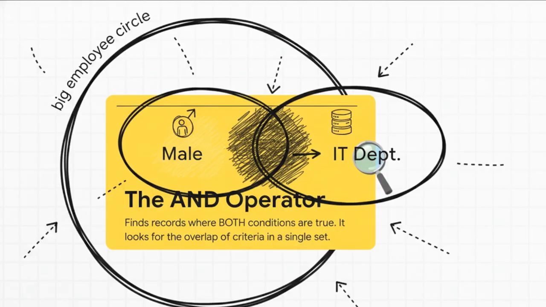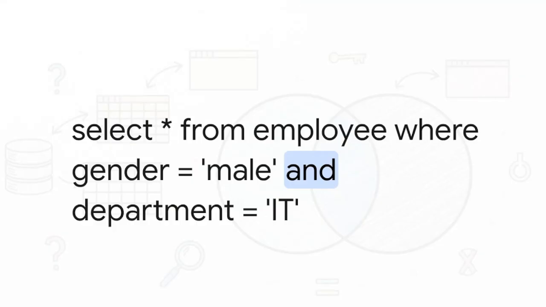So for example, we're looking for people who are both male and also work in the IT department. And this is what that looks like in actual code. It's so straightforward. The where clause kicks off our filter, and then the AND makes sure that we only get back the records that checked both boxes. They've got to be male, and they've got to be in IT.